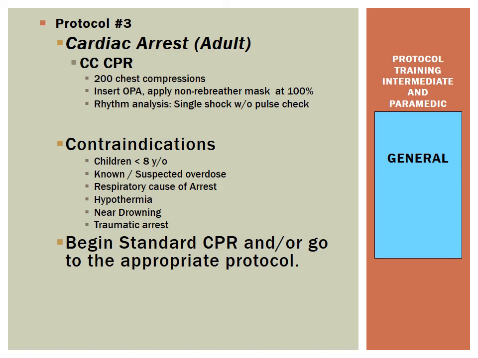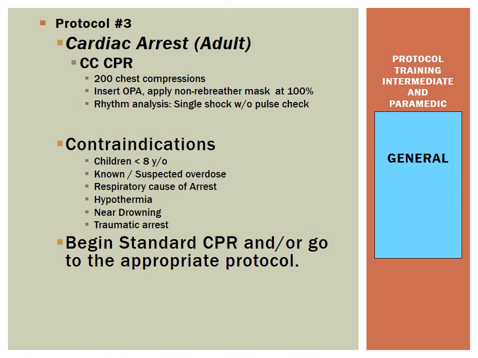Okay, so for our cardiac arrest adult continuous compression CPR, like I said, 200 chest compressions, 2 minutes of CPR. We insert the OPA, apply a non-rebreather mask at 100% oxygen, and we analyze the rhythm. Single shock if indicated, without a pulse check.